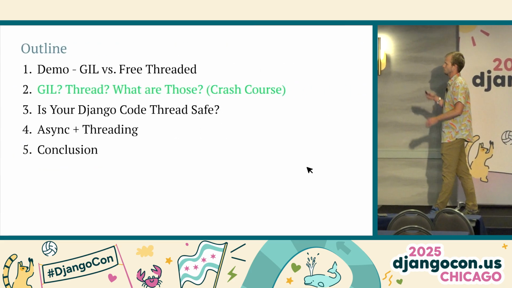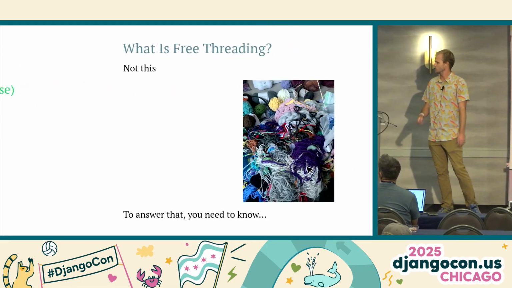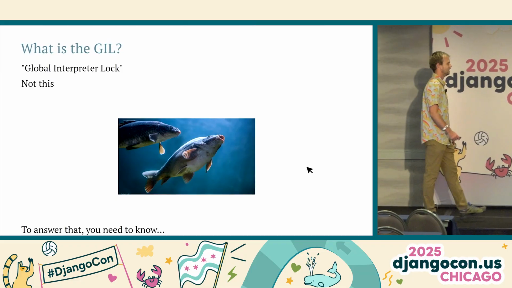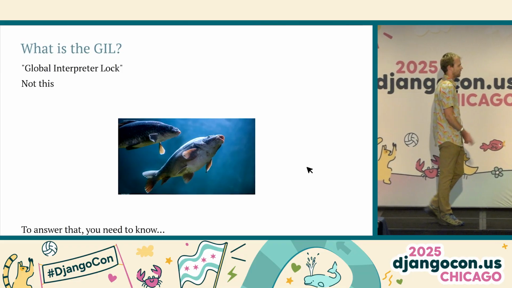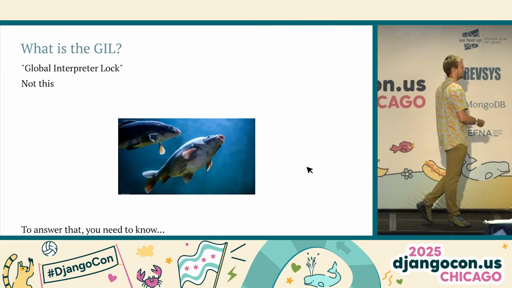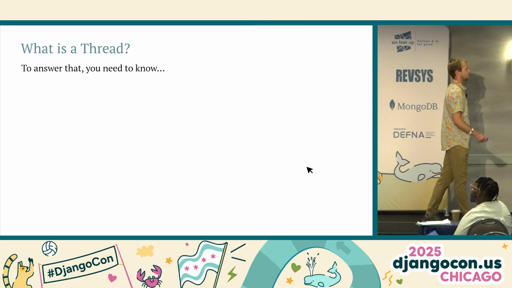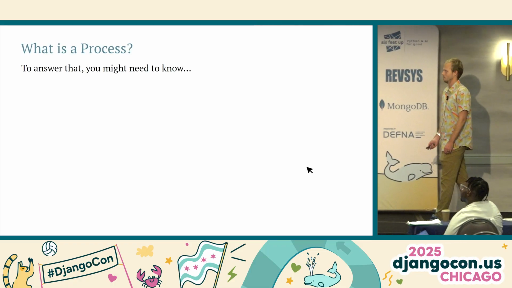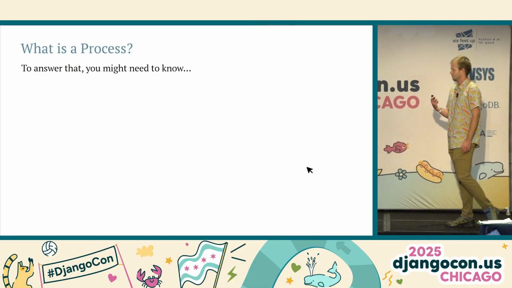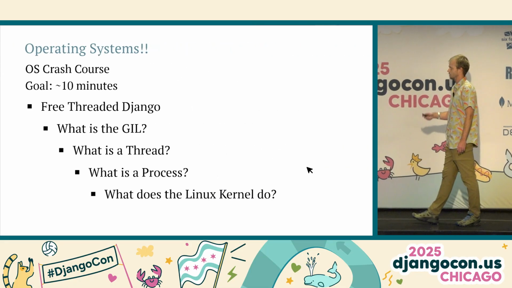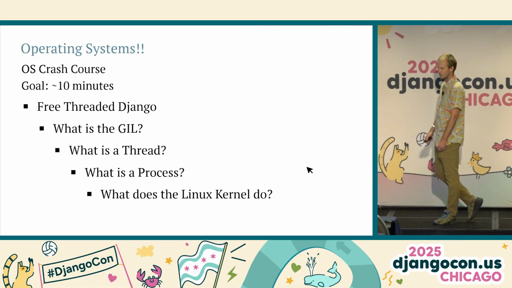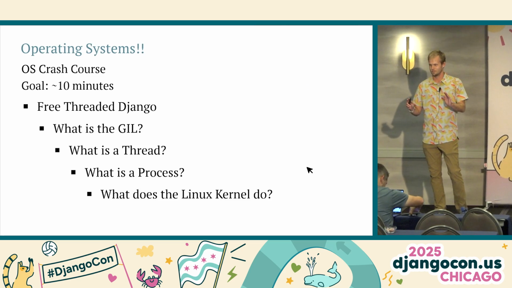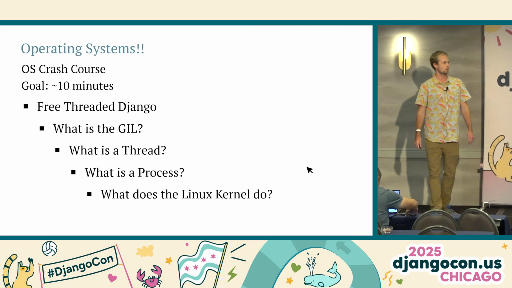All right, so now we're going to talk about what is free threading, and it's not that. And what's the GIL? It's not that. And to answer these questions, well, we've got to talk about what's a thread. To know what a thread is, though, you should probably know what's a process. And with a process, we have to talk about operating systems. So we're going to get a crash course in operating systems. 10 minutes, that's the goal. Don't time me.